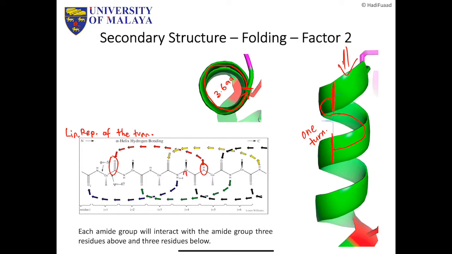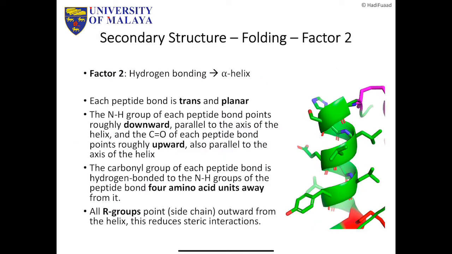So that's one amino acid, two amino acid, three amino acid, and this one is a fourth amino acid. But it's in between, so it's 3.5 or 3.6 amino acids. Each amide group will interact with the amide group three residues above and below it to form a hydrogen bond. We'll see it more clearly on the next slide.